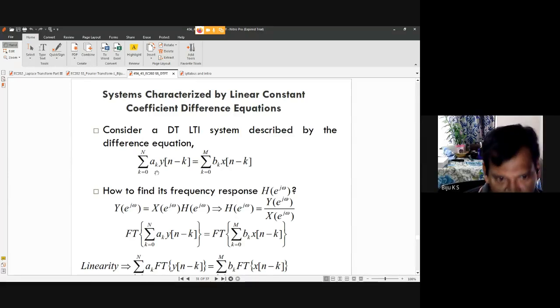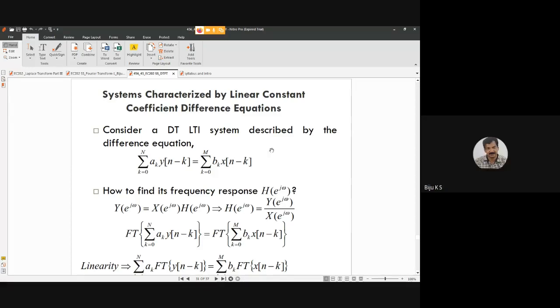The output can be represented. Suppose you know that an LTI system has n number of inputs and n number of outputs. So the output can be written as the summation of a_k y[n-k], k from 0 to n, which equals the summation from k equals 0 to m of b_k times all the delayed and present inputs, that means the present input signal as well as past input signals we can express.